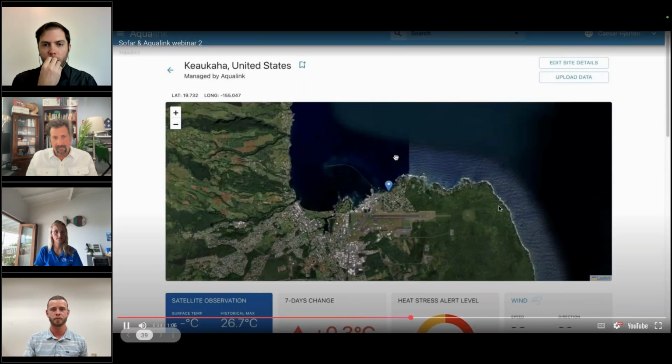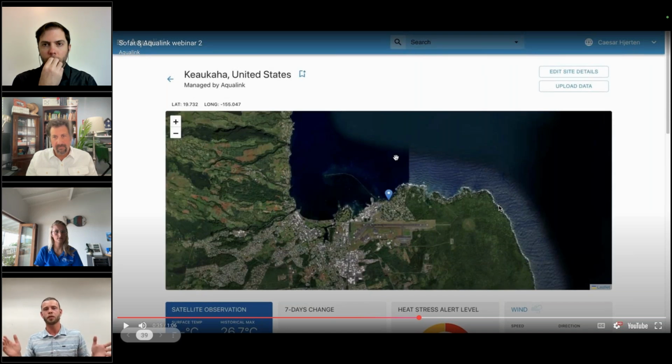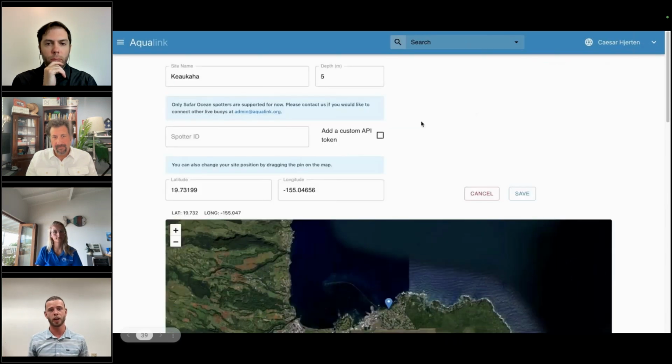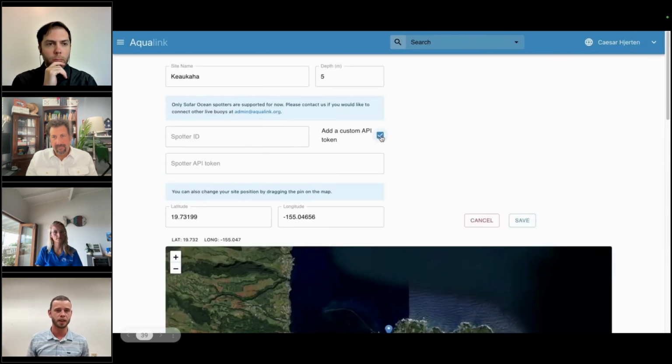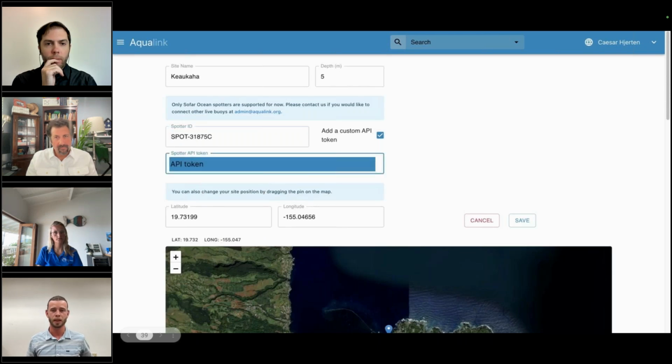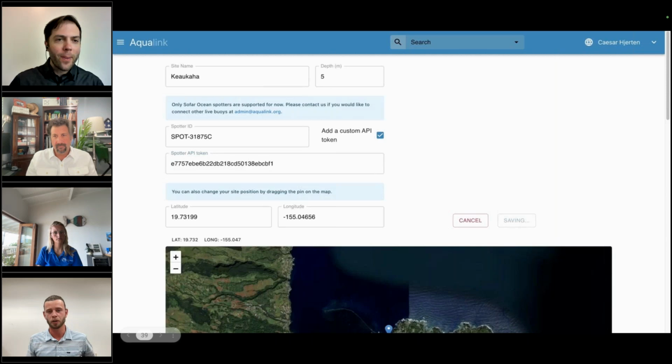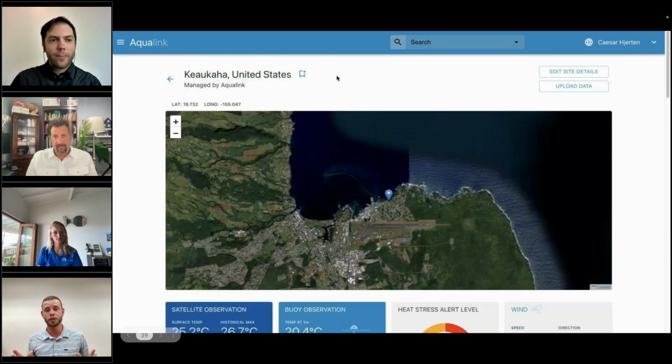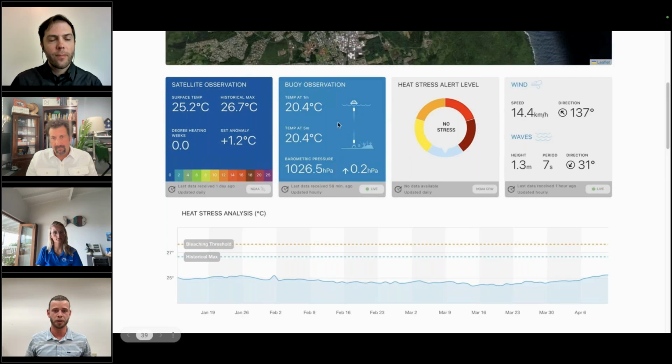the NOAA satellites. But what if you have a Sofar Spotter and you would like to add that one to your dashboard? All you need to do is just go to Edit Site Details in the top right corner, check the box for Add a Custom API Token, and then add your Spotter ID and the Sofar API Token. And then you click on Save. So it's super easy to get your own Aqualink dashboards. It's also super easy to add your Sofar Spotter.